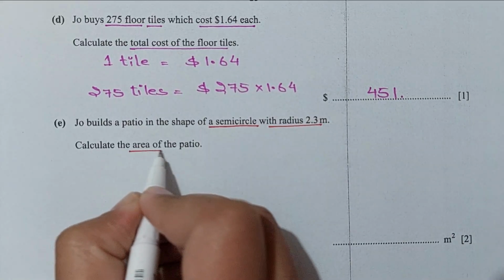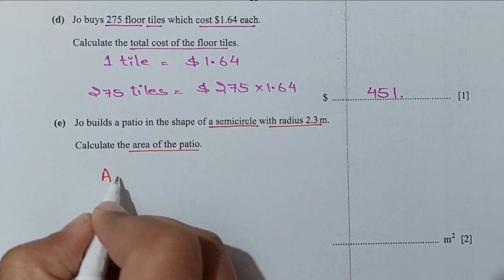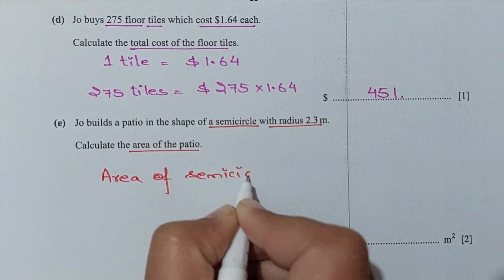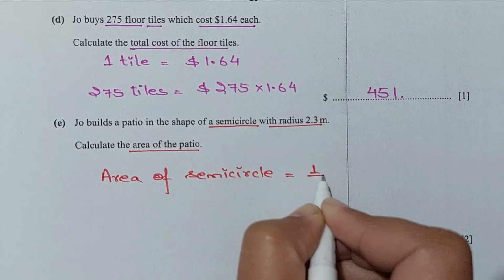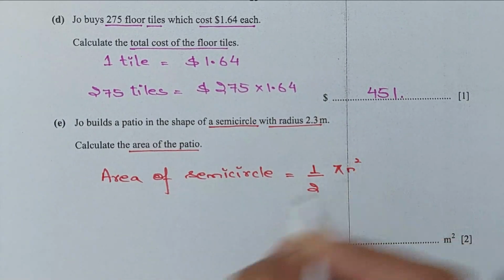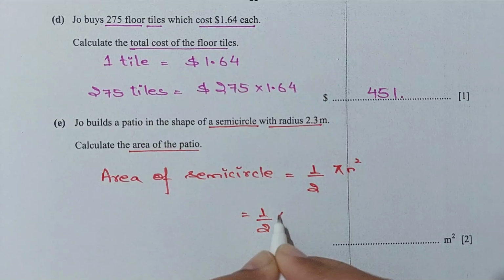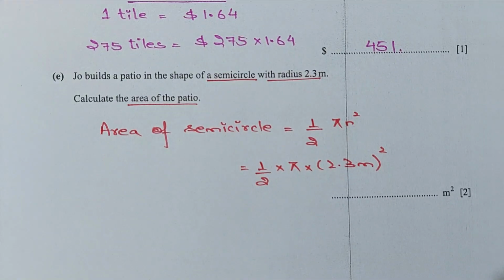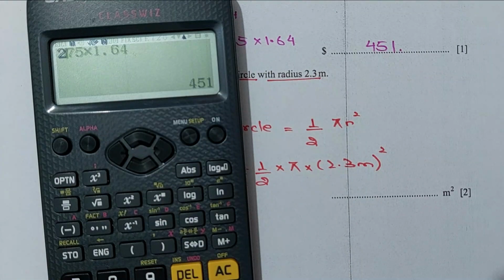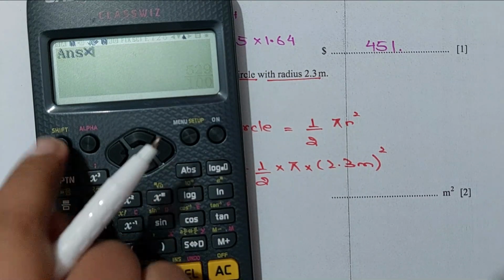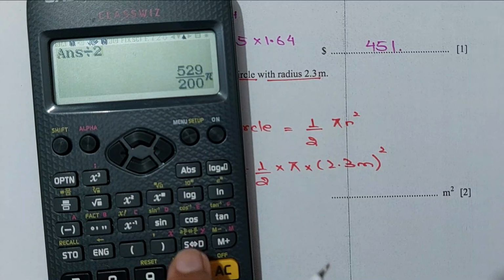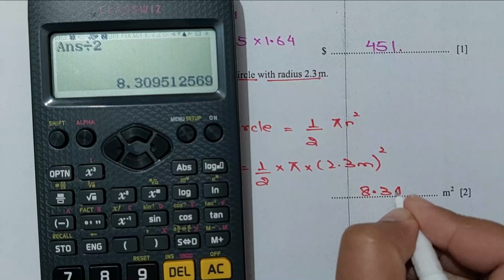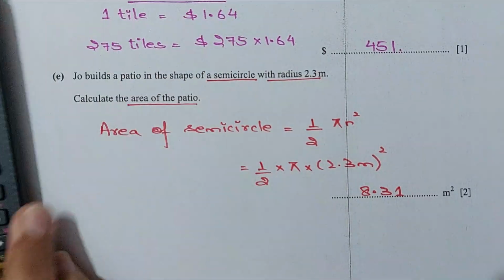Right. Now for part E, Joe builds a patio in the shape of a semicircle with a radius of 2.3 meters. Calculate the area of the patio. So we have to find the area of a semicircle. Area of a circle is pi r square. Area of a semicircle is pi r square divided by 2. So 1 by 2 times pi times the radius 2.3 meter, whole square. Simplify 2.3 square times pi and divided by 2. This would be 8.309, rounded to 8.31.